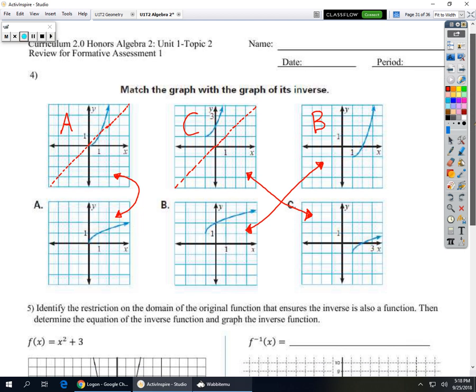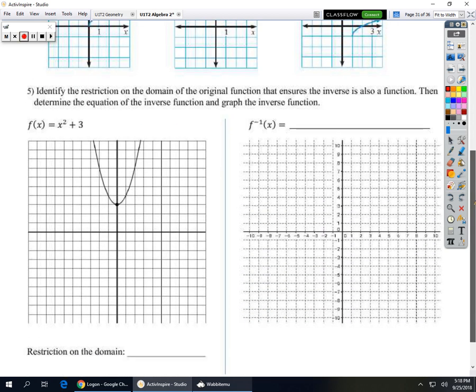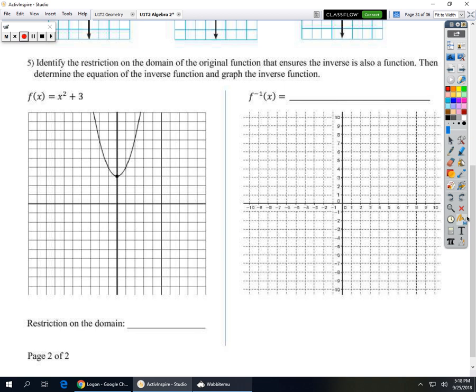We got one last question. This is the restriction question. A lot of people don't quite get this. Domain restrictions are kind of conceptually difficult. So we are going to graph this. What we want to do first is identify a restriction on the domain of the original function to make sure that the inverse is a function.